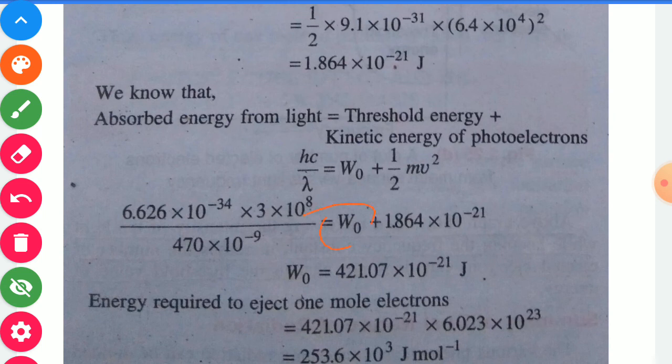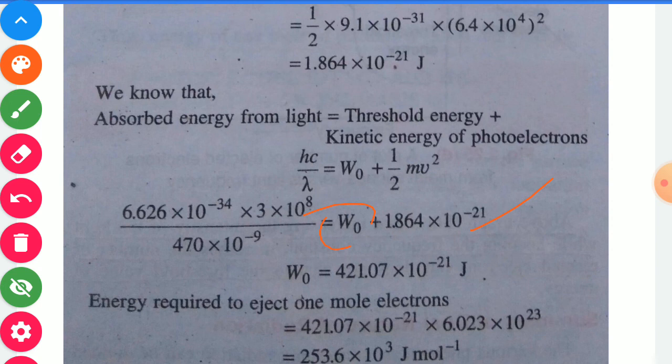This we have to calculate plus kinetic energy, we just calculated 1.864 into 10 power minus 21. So therefore the value of work function W0 on solving is found to be equal to 421.07 into 10 power minus 21 joule. Now energy required to eject 1 mole of electron.